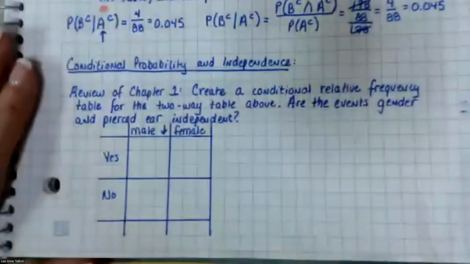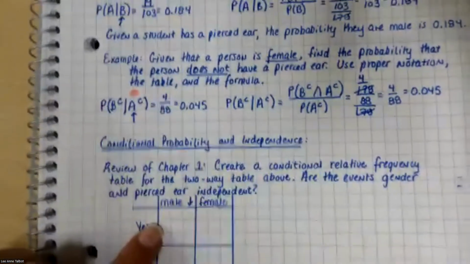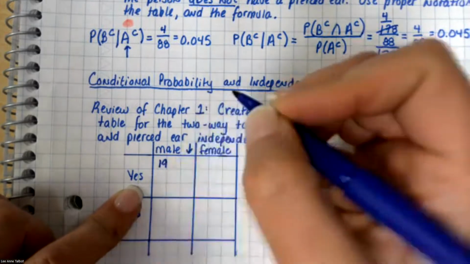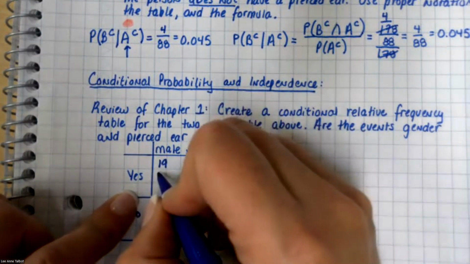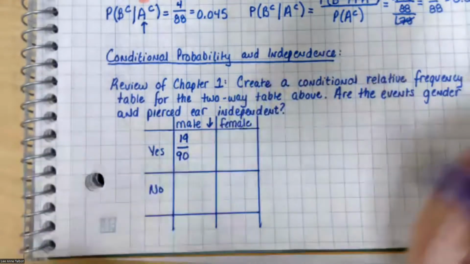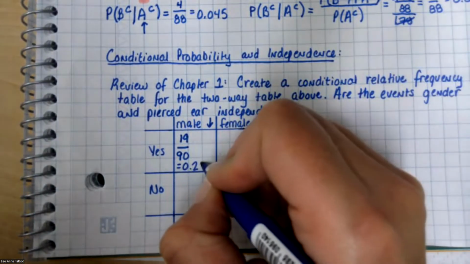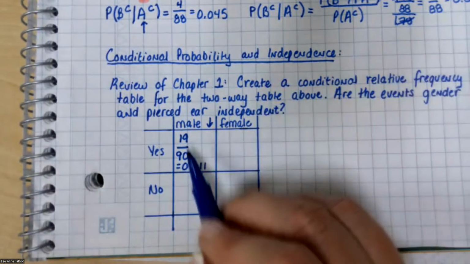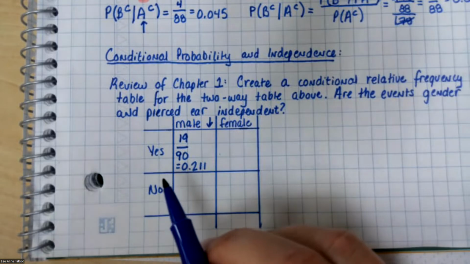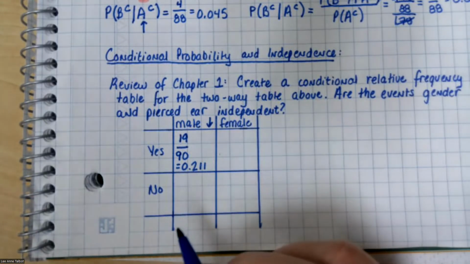So there are 19 total males with a pierced ear over 90 total males. Do you see where I got these numbers from? You see where I got the numbers from? Yes.